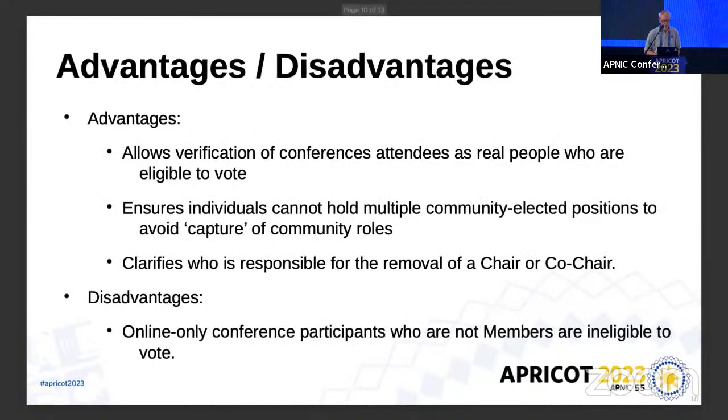Pros and cons. Advantages. It allows verification of conference attendees as real people who are eligible to vote. It ensures individuals cannot hold multiple community-elected positions to avoid capture of community roles. It clarifies who is responsible for the removal of a chair or co-chair.